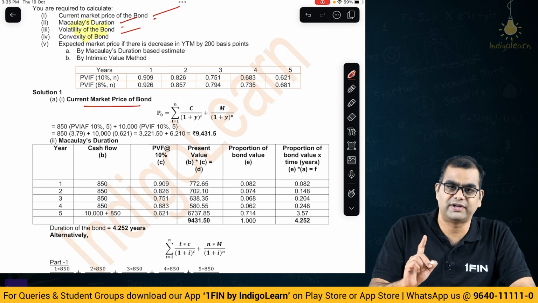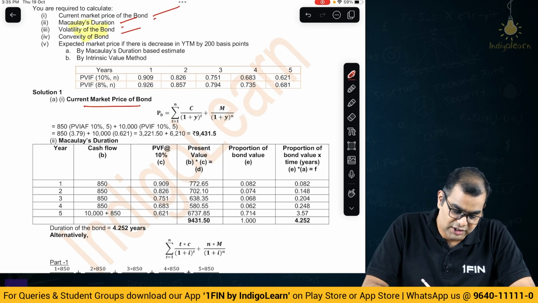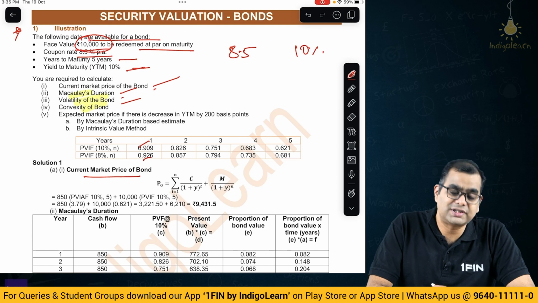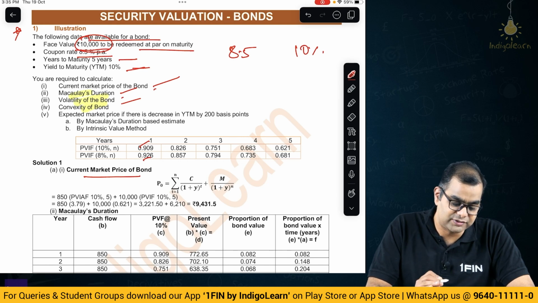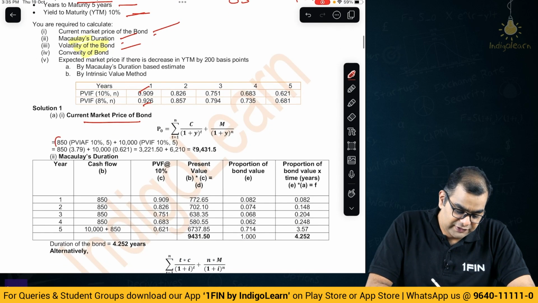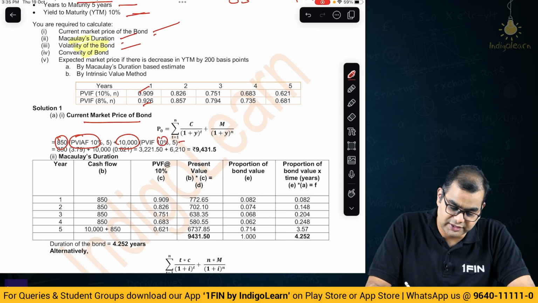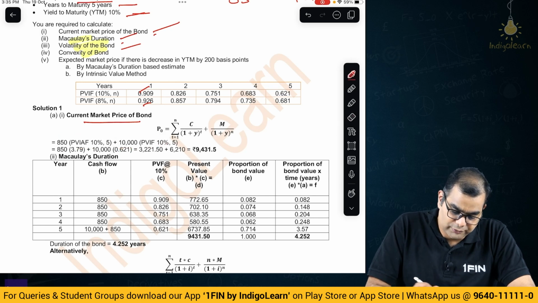What is the price of the bond? Present value of cash flows, whatever the cash flows. They have given present value factors at 10% and 8%. And we have a yield of 10%, so we will consider 10%. So face value is 10,000. 10% is 1,000, 8.5% is 850. So 850 into the present value factor annuity for 10% for 5 years plus 10,000 into the present value factor for 10% for the 5th year is what you will use. Using those two, you can compute 850 into 3.79. How do you get 3.79? You sum all these 5 present value factors. Plus 10,000 into 0.621, which is basically the last year's present value factor, you get the price.